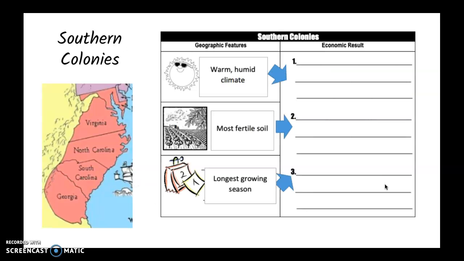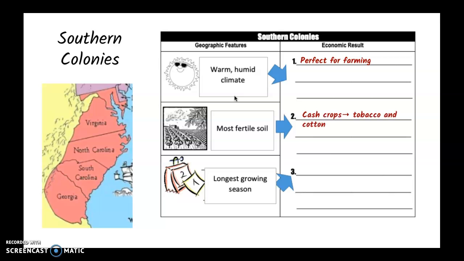All right. Now let's look at our southern colonies. Southern are the furthest ones in the south. So, like I said, the further south you go, the more farming you did. It was warm, humid. Humid is where you feel like there's just moisture in the air. It makes your hair frizzy. I don't like it. It's kind of like Texas. Most fertile soil and the longest growing season. So because of that, it was perfect for farming.